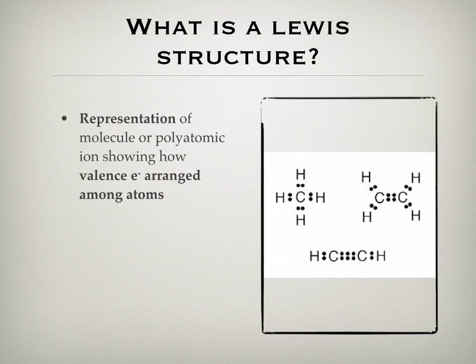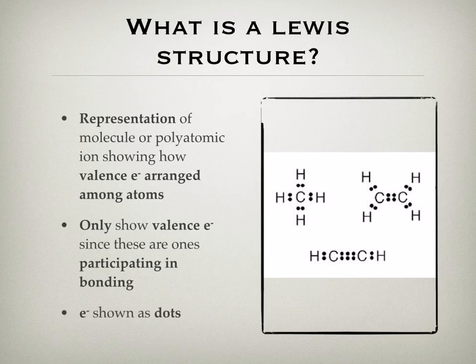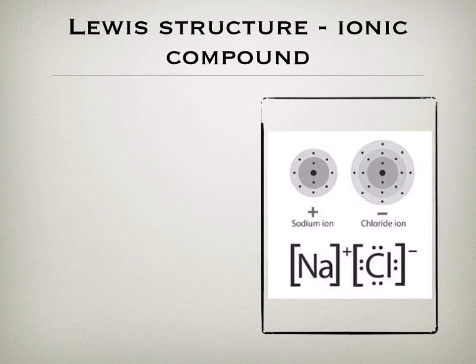So a Lewis structure represents how a molecule or a polyatomic ion, which we'll study later, is arranged with the valence electrons, how they bond together. And then only the valence electrons are shown. You don't draw every electron. And the electrons are shown as dots in the valence structures for the entire bond.